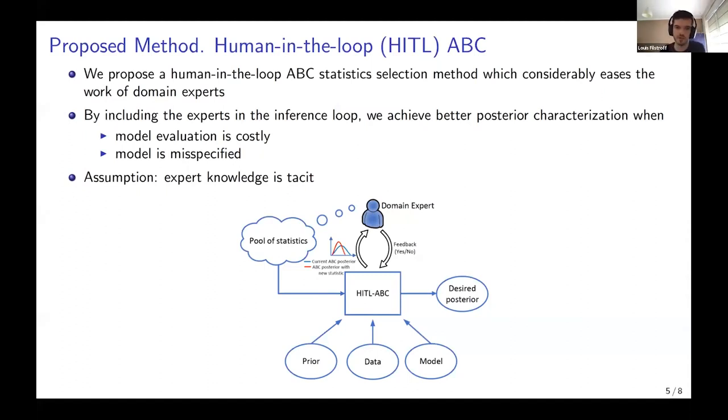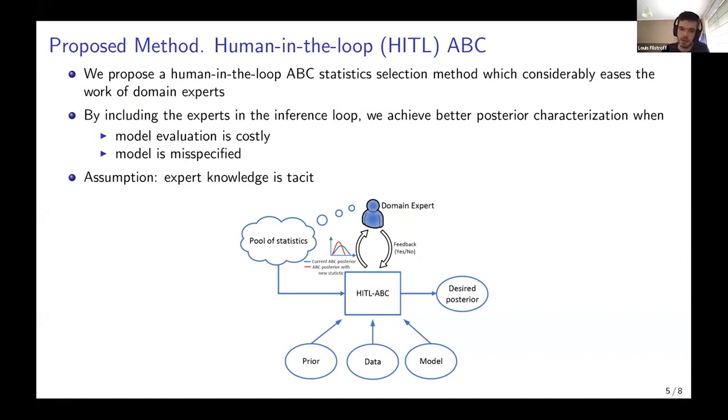So when the model evaluation is costly, that is when the budget for simulation is limited, or when the model is misspecified. And we work with the assumption that the knowledge of the expert is tacit. So if you take a look at this little figure, it means that the domain expert has some tacit knowledge about what are good statistics to use, but this knowledge needs to be elicited.